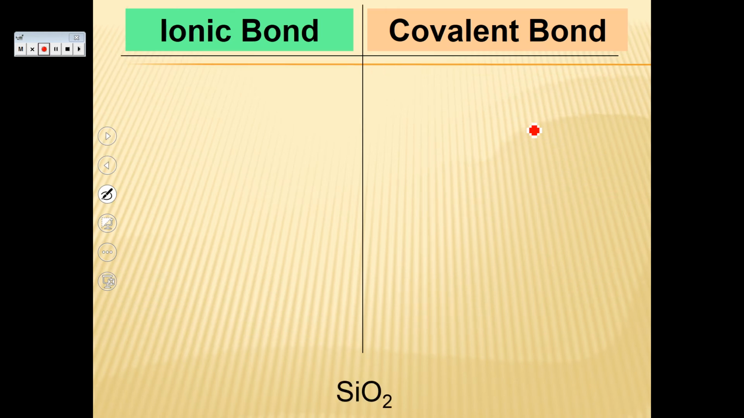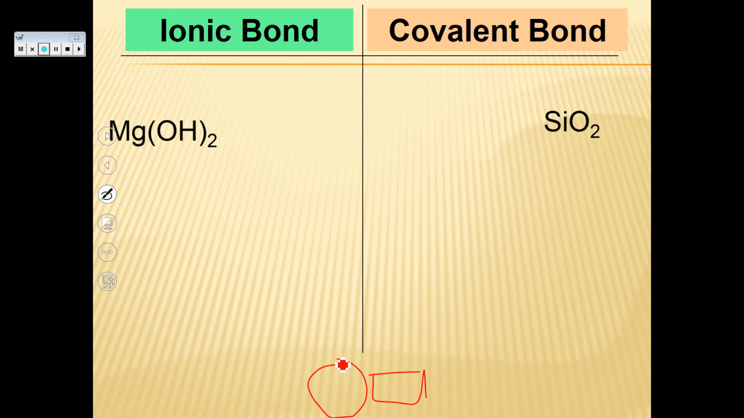Let's take a look at these and see if you can determine whether they should go under ionic or covalent. Silicon dioxide. Silicon is considered to be a nonmetal, so it's going to be covalent. MgOH. This is what we call a polyatomic. We'll get into that later. You're looking at the magnesium. It's a metal, so it will have ionic bonds.